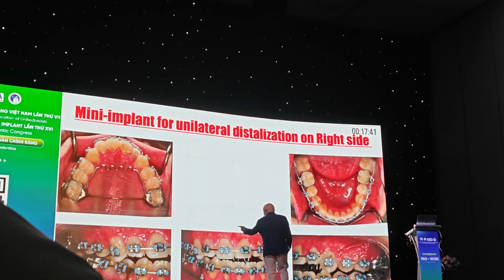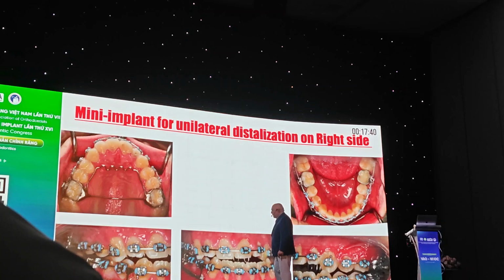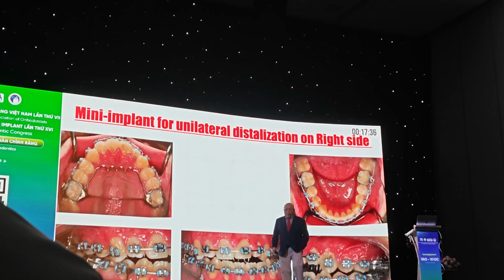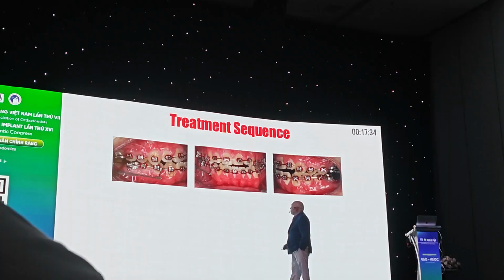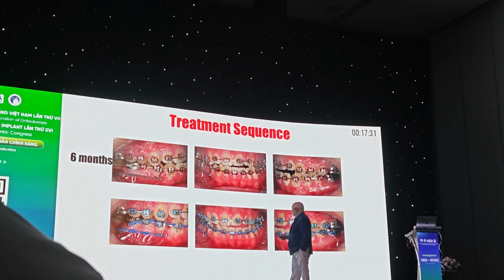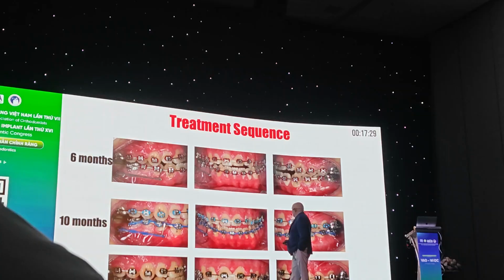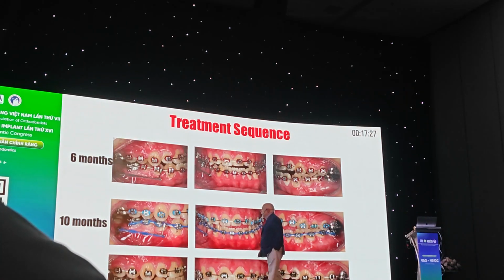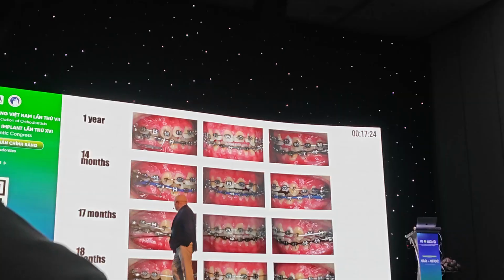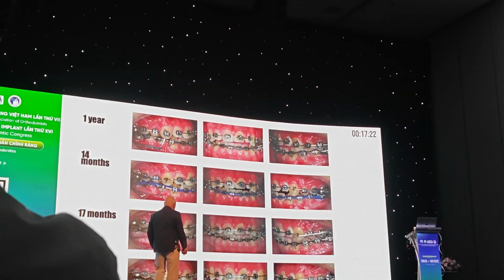Only elastics are being used on one side with a coil spring, and typically we use about 250 grams of force. So you will see the midline shift is taking place. Midline shift is taking place. It's a pretty slow process. It takes about 18 months to get where we want.